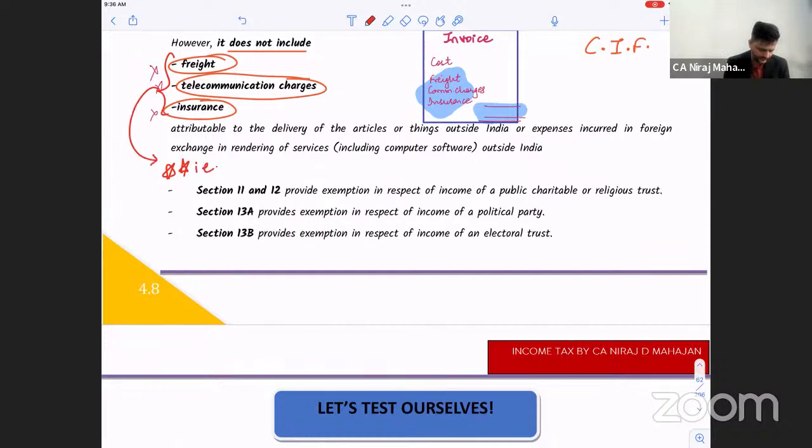That is reduce from export and total turnover also. Okay. From both of them. Reduce from export as well as total turnover. Okay. Fine. We'll go ahead.